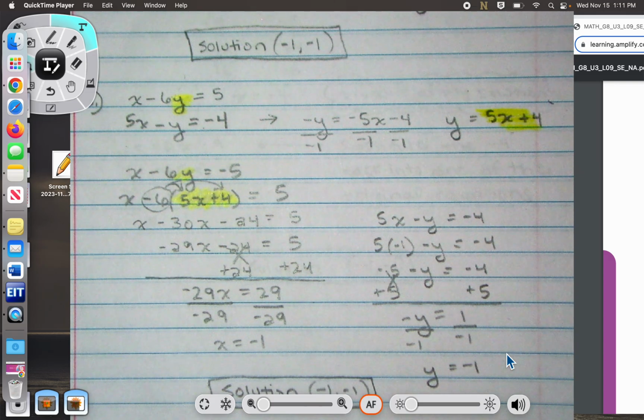Right now we're just working. We're not even with a partner at this point. You're just going to work and then I'll say find somebody that has the different page than you and compare your answers.